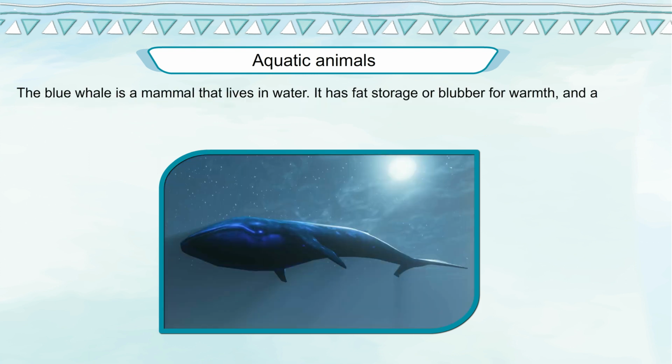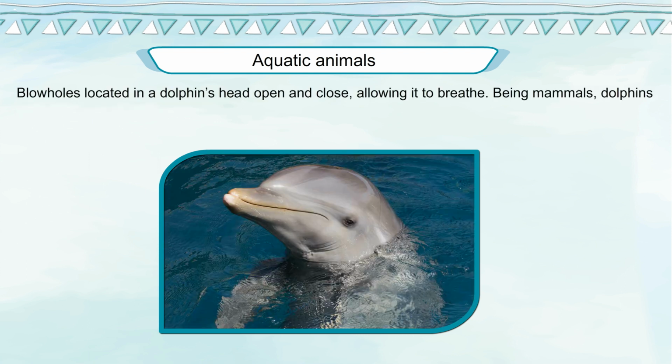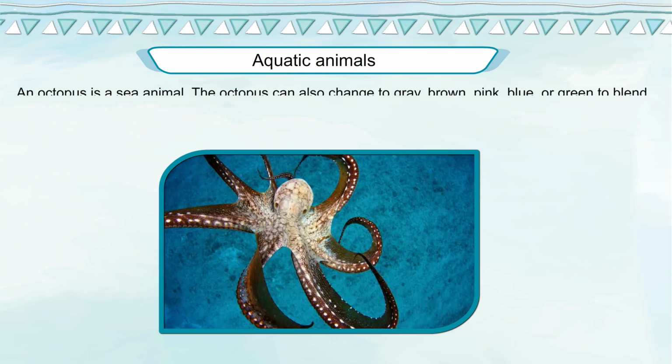The blue whale is a mammal that lives in water. It has fat storage or blubber for warmth and a streamlined shape for swimming. Blowholes located on a dolphin's head open and close, allowing it to breathe. Being mammals, dolphins and whales have to come to the water's surface to breathe.